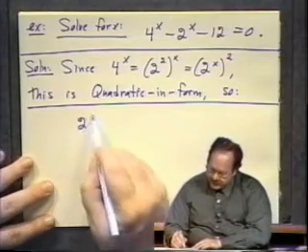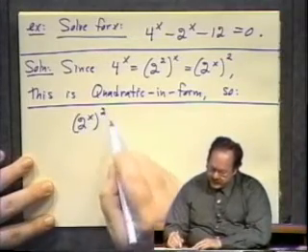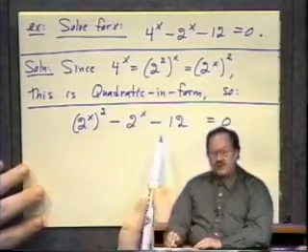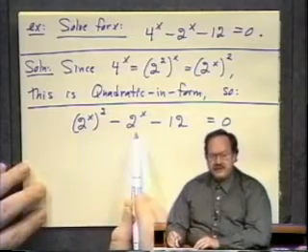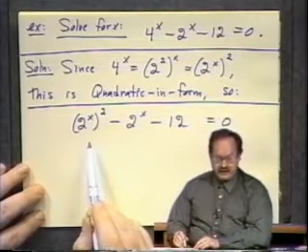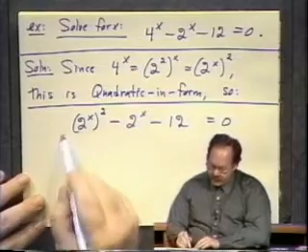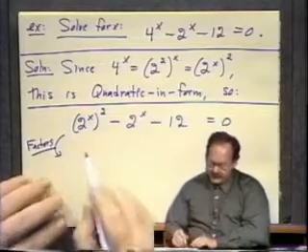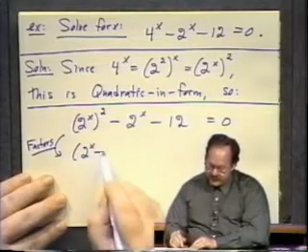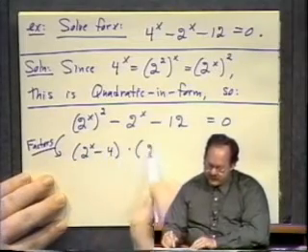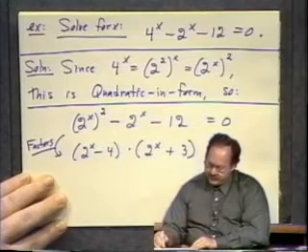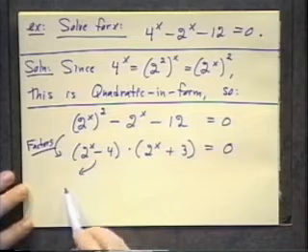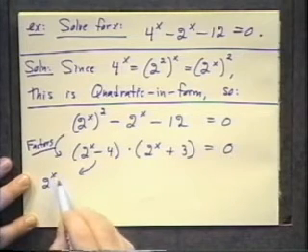So let me first write it. So this is 2 to the x quantity squared, as we saw, minus 2 to the x minus 12 equals 0. This is quadratic in form because the 2 to the x in this problem acts like the x did in a regular quadratic. So we can go ahead and try any technique we want. Turns out this factors very nicely into 2 to the x minus 4 times 2 to the x plus 3 equals 0.